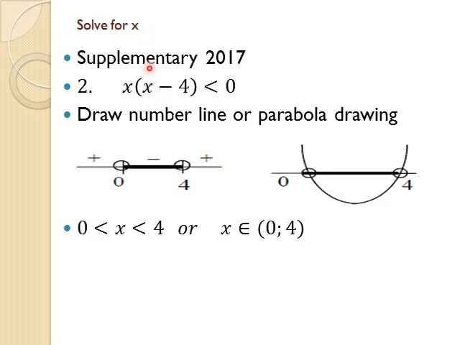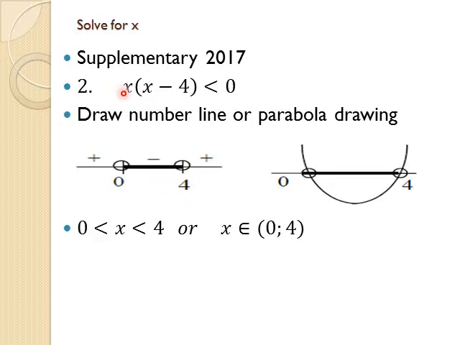So here, solve for x. It's from a supplementary exam 2017. We have x times (x minus 4) less than 0. Right, so it's already factorized for me. So on the number line, I should know there, if I put 0, and therefore minus 4 would give me 0. So at 0 and 4, it's 0.